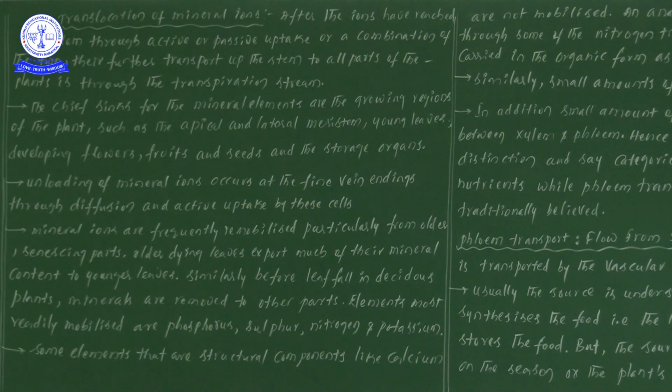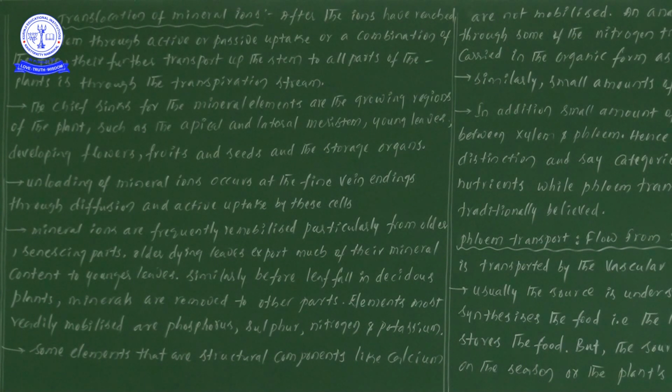So right now, after the ions have reached the xylem through active or passive uptake, or a combination of the two, what is the point we are understanding now? By the process of active transport or passive transport, or sometimes both, the uptake of nutrients or mineral ions into the plant body takes place. Up to there we have seen in the previous video what uptake of the mineral nutrients is.